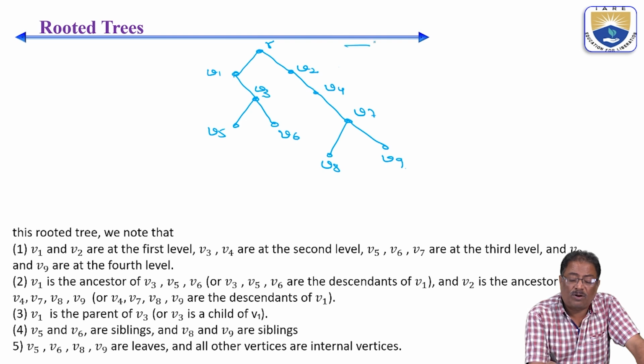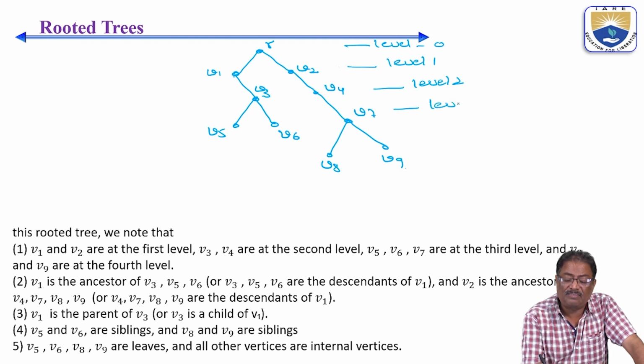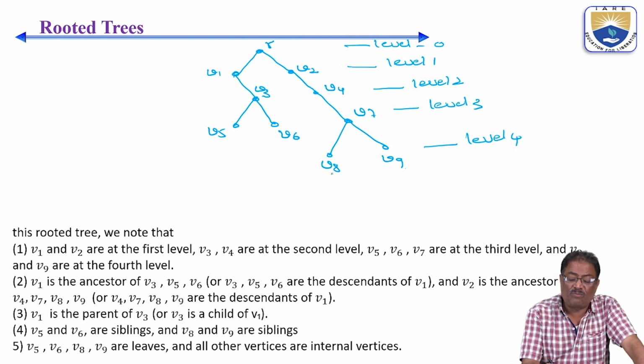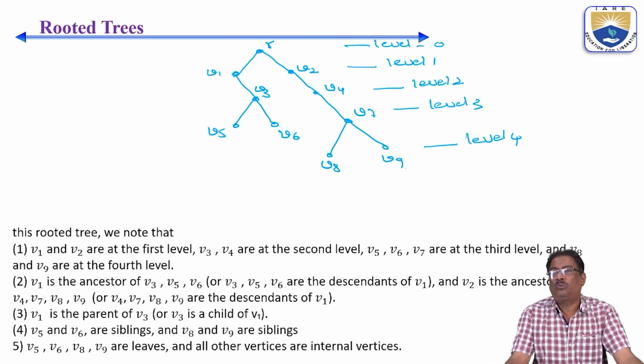Here R is the root node. So the root node we are considering, its level is 0. Root node level is 0. And next, V1 and V2 level is 1. And V3, V4 level is 2. And V5, V6, V7 level is 3. And V8, V9 level is 4. So it is nothing but the distance. So we can say that the height of a tree is 4.